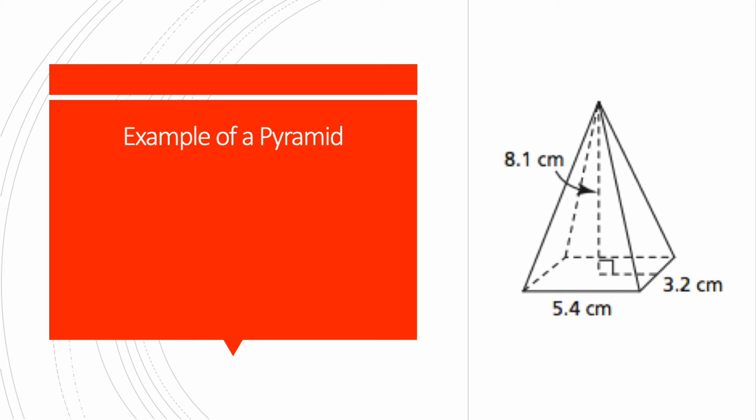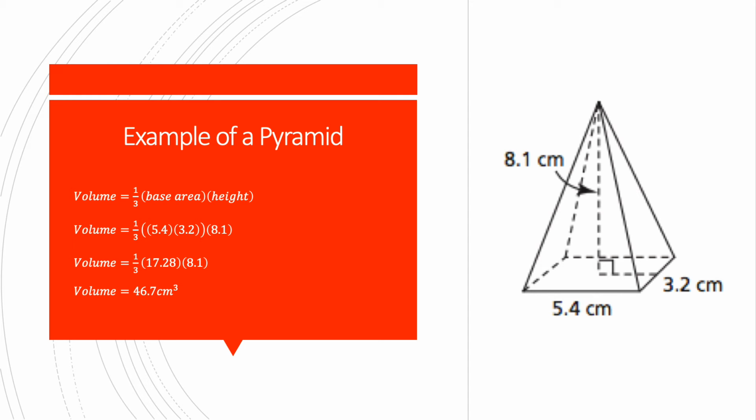Here we've got our pyramid with what appears to be a rectangular base, 5.4 centimeters and 3.2 centimeters, and it has a height of 8.1 centimeters. Using our volume formula, we know that the area of our base is going to be 5.4 times 3.1. So we plug in all of our values. Our base area becomes 17.28, and our overall volume of this particular pyramid, 46.7 centimeters cubed.